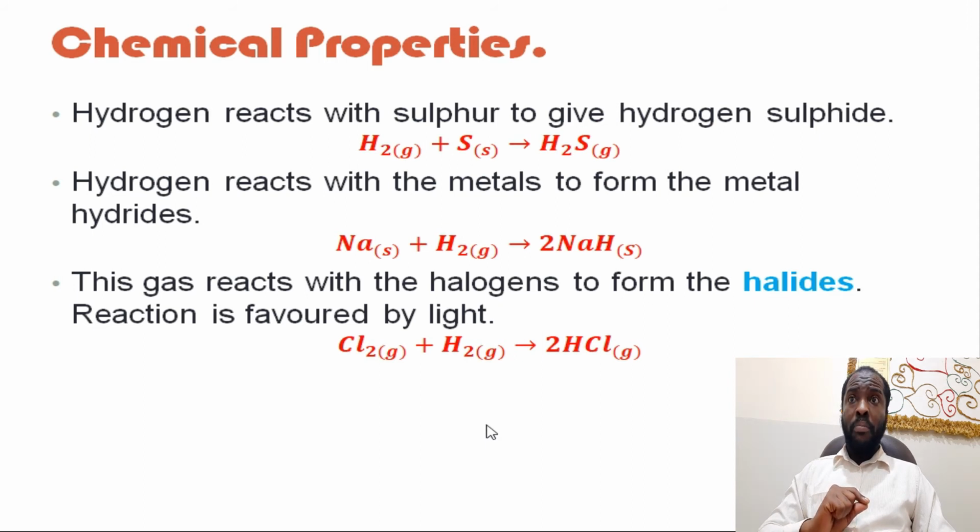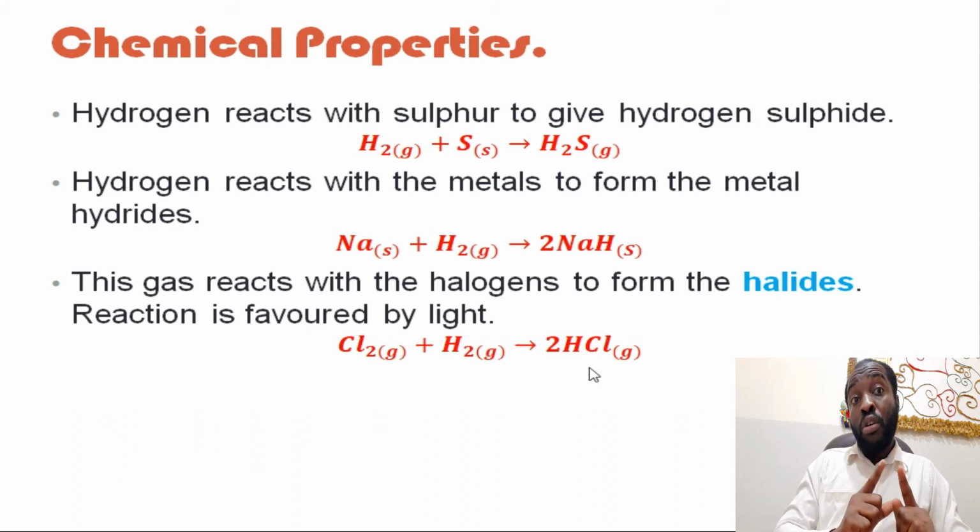When we look at the chemical properties, hydrogen will react with the halogens to form the halides. For example, hydrogen reacts with fluorine to give us hydrogen fluoride. And also with chlorine, we have hydrogen chloride. The significance of this reaction is that when your hydrogen chloride dissolves in water, we have a hydrochloric acid. So hydrogen can be used in the production of hydrochloric acid.